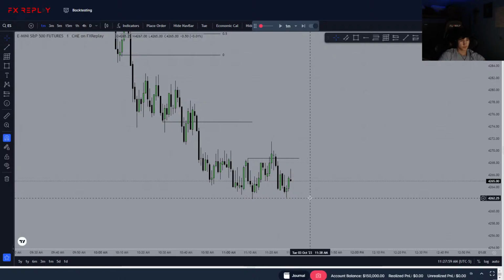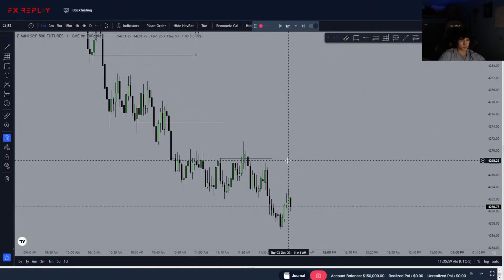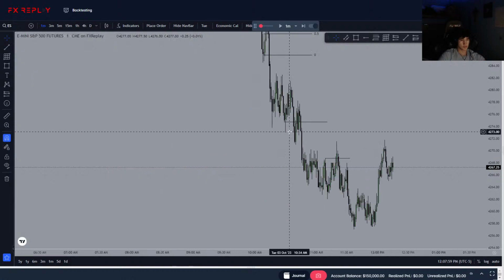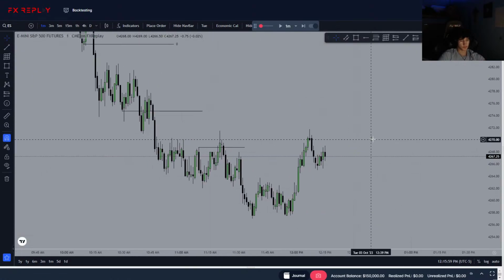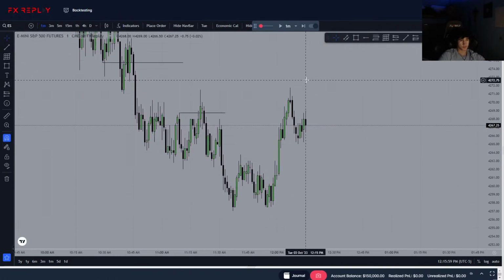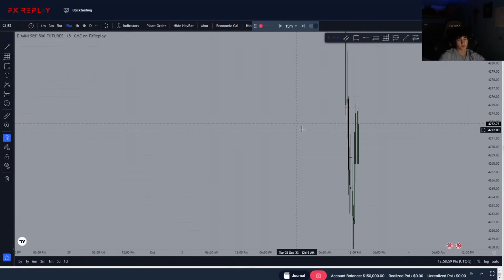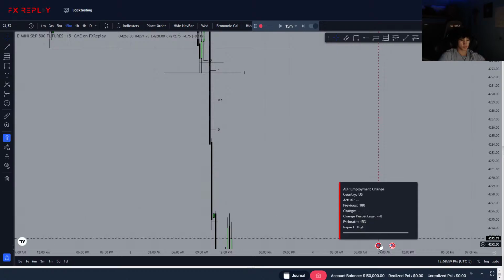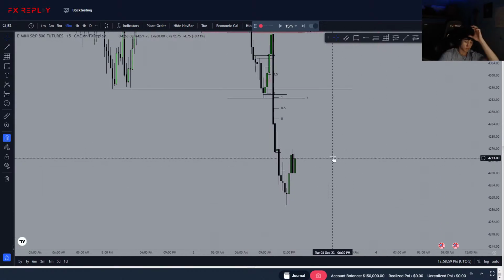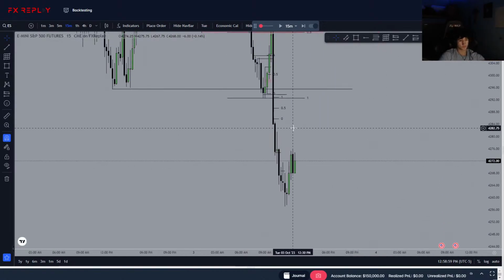Let's see what we have. We're just choppy around right now. No plays. I'm probably going to be done for the PM session if I sell this, especially because we're in lunch. So we're going to have to wait. I'm going to see what we do, because this is just time distortion. Price can do whatever it wants during lunch.